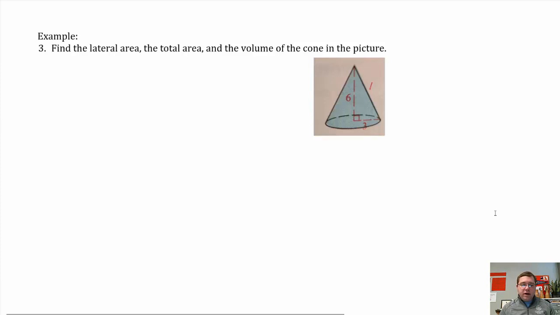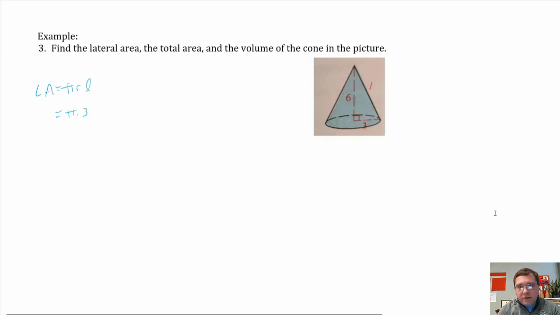So example number 3, find the lateral area, the total area, and the volume of the cone in the picture. So the lateral area, what was its formula? Pi r L. Do we know r? Yes, it's 3. Do we know L? No, it just says L in the picture. So we're going to have to find L. But notice that we have a right triangle, just like we did for pyramids.